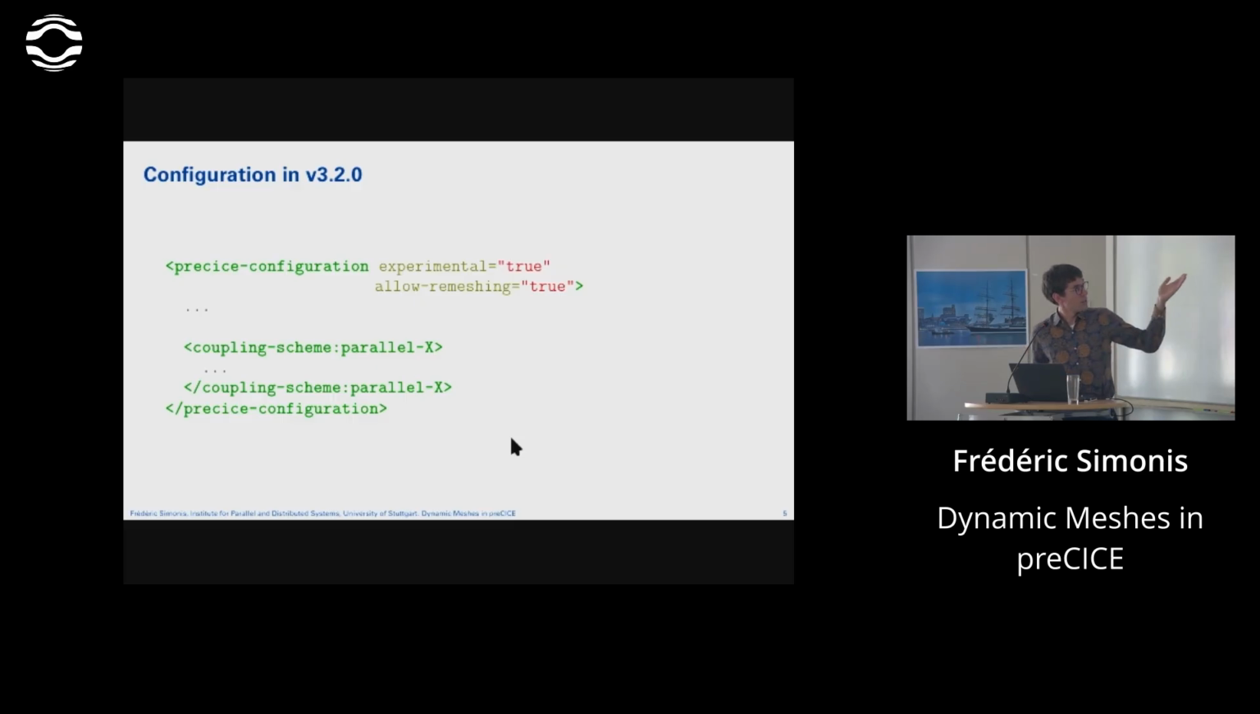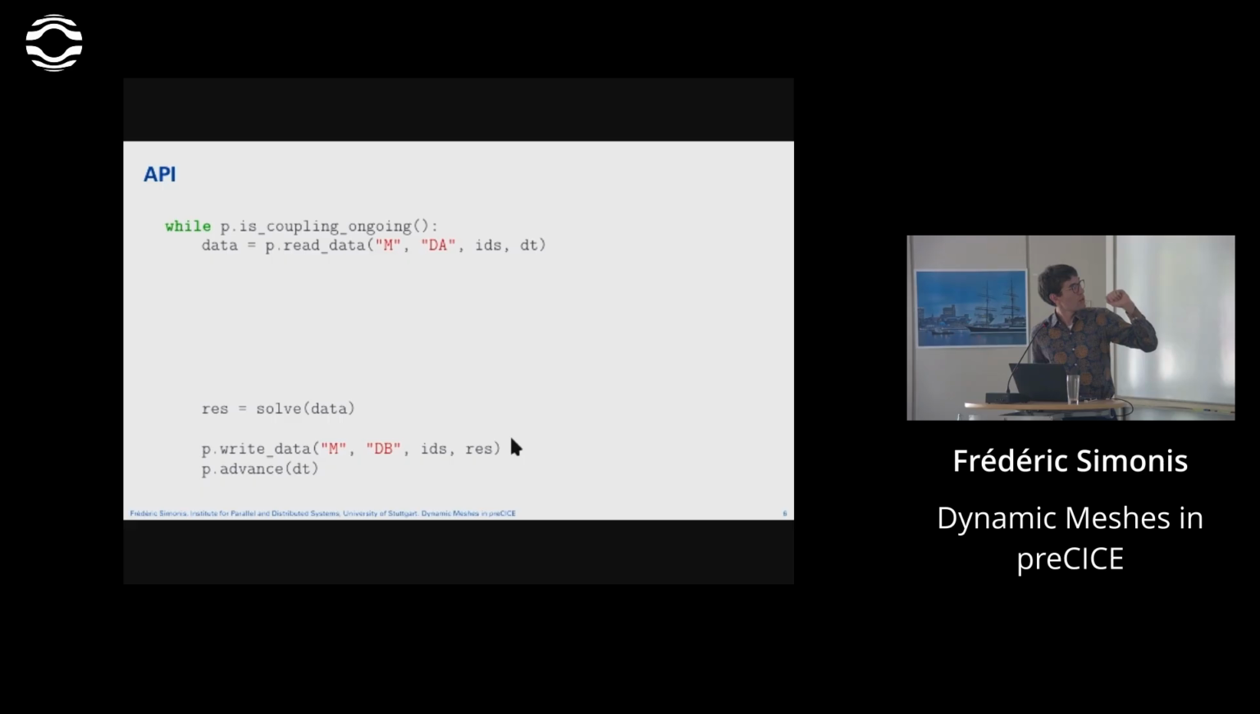And this then looks like this in the API. So here we have a normal coupling loop, right? As long as coupling is ongoing, you read data from your nodes, you do something with it, and you write your solution back, or something like this, and then call advance. With remeshing, this looks a little bit different.